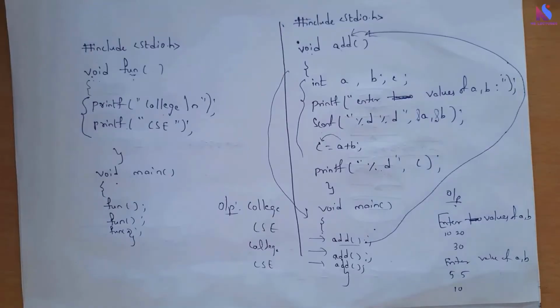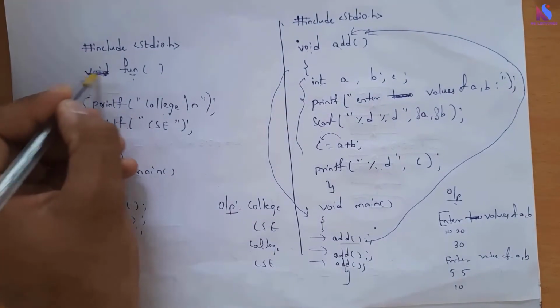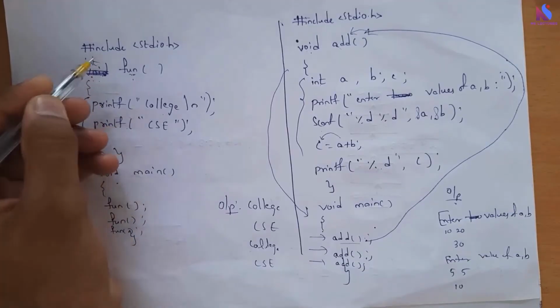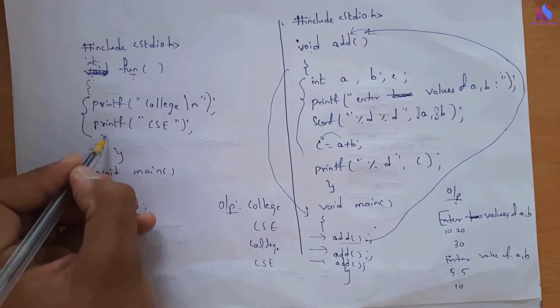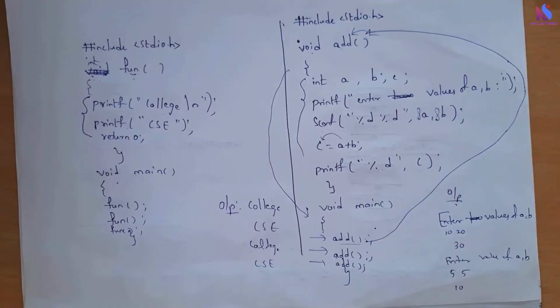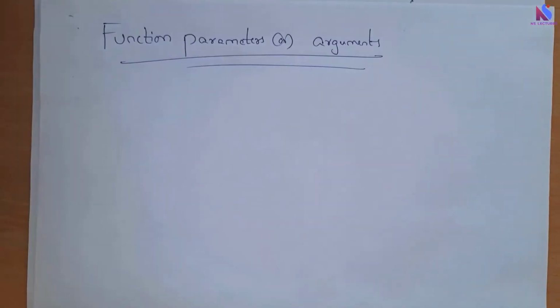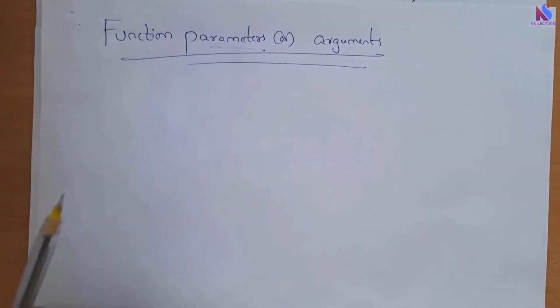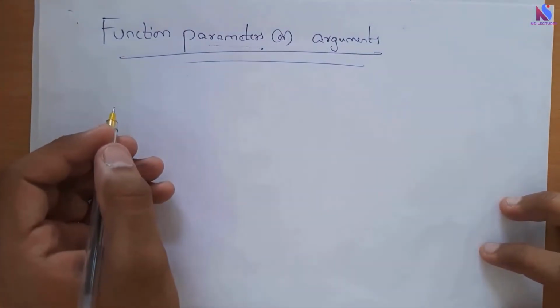For example, if you want to use the return type for a function, just in place of void you need to write int and here you need to write return 0. This is the return type of a function. Next I will explain passing parameters to a function. We also call these parameters as arguments. I will explain a program in order to pass arguments to a function.